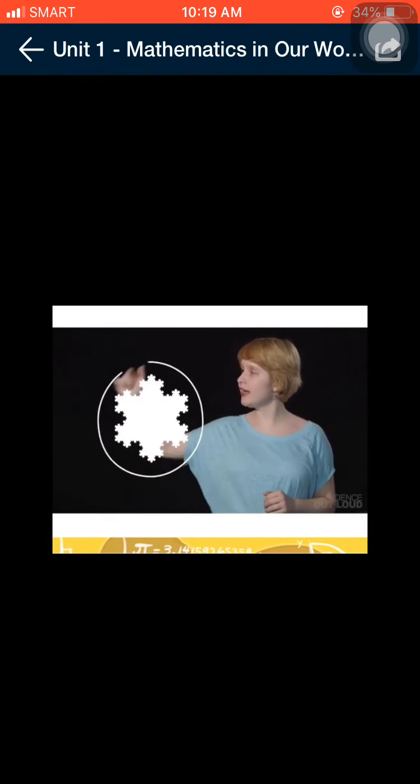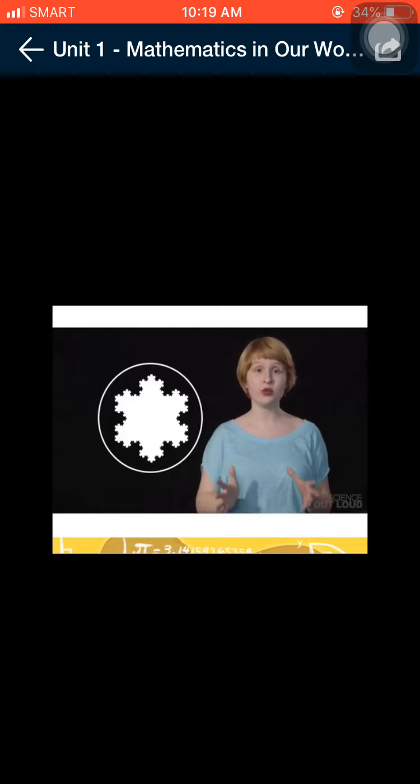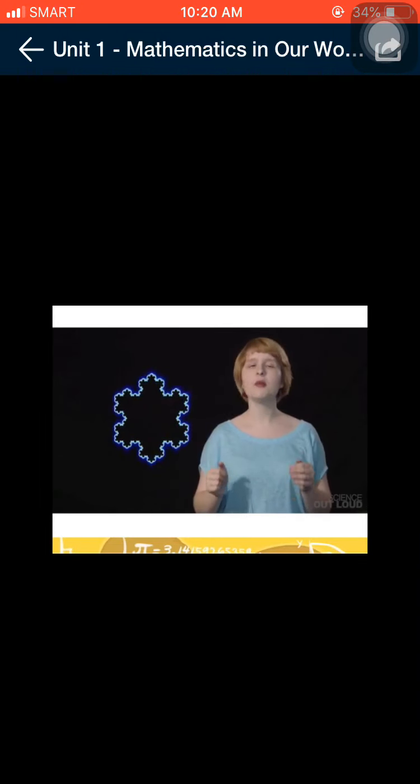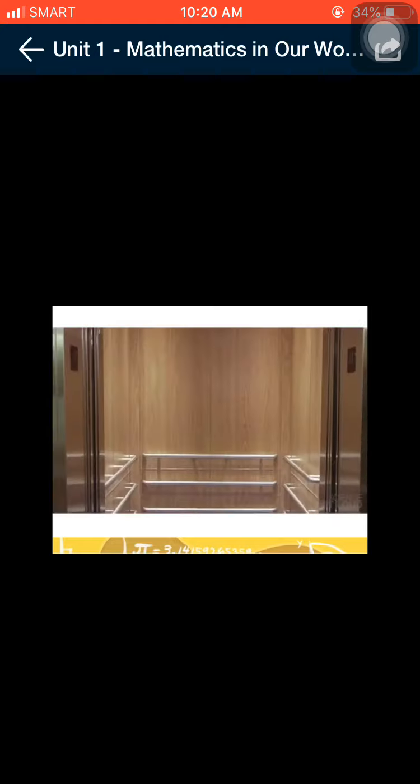If I draw a circle with a finite area around the snowflake, it will fit completely inside no matter how many times we increase the number of sides. So the Koch fractal has an infinite perimeter, but a finite area.